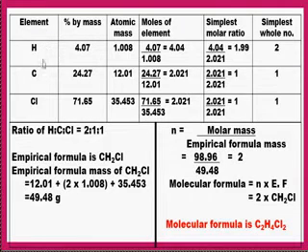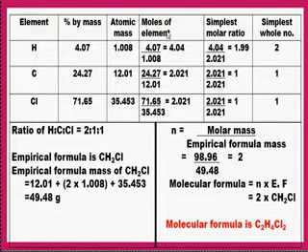Elements are hydrogen, carbon and chlorine given in the question. Their percentage is given as 4.07, 24.27 and 71.65. Now we know their atomic masses: 1.008, 12.01 and 35.453. Now atomic masses will be given in the question. If not, you can take 1, 12 and 35.5 also. The answer obtained will be the same.